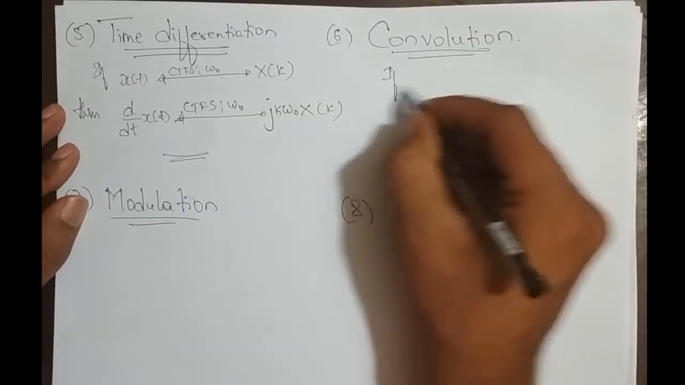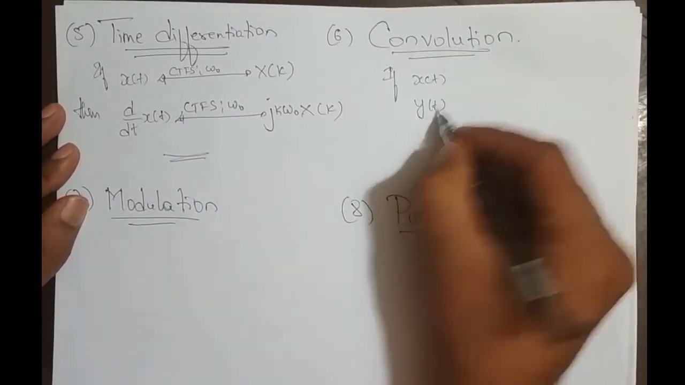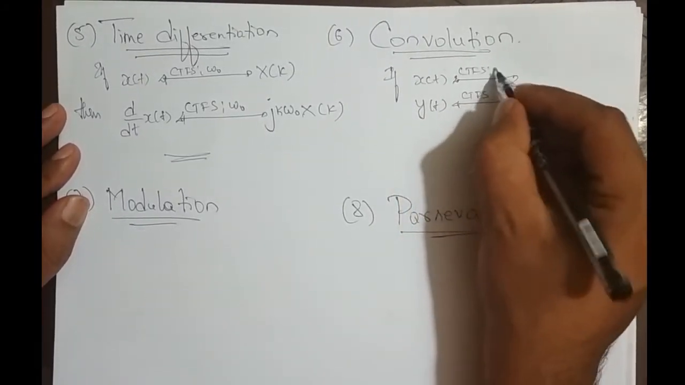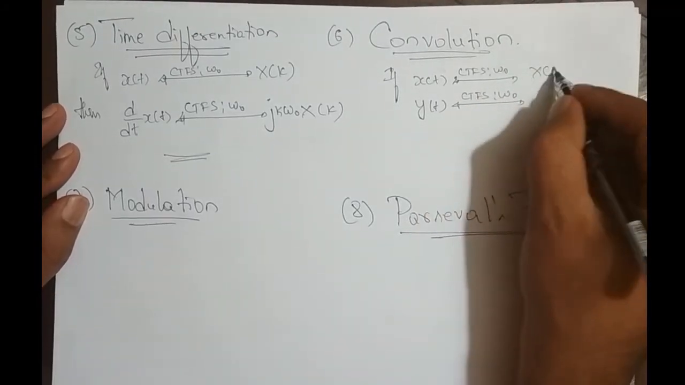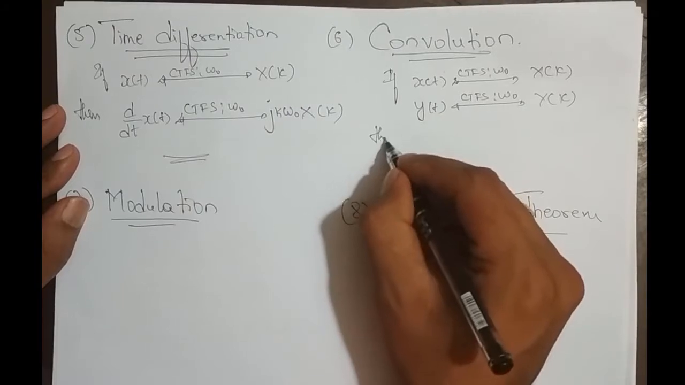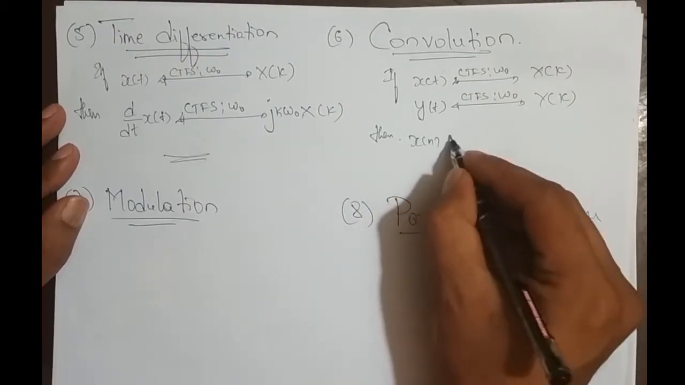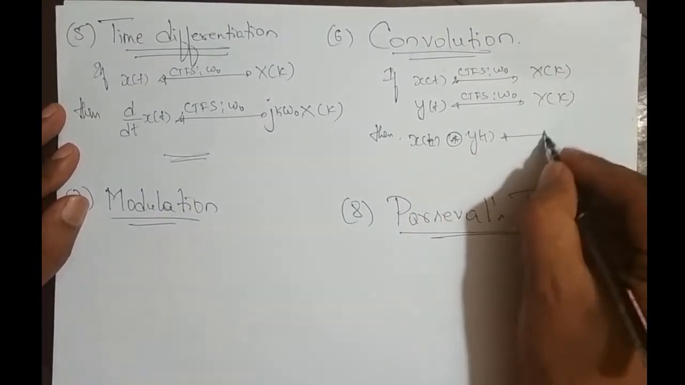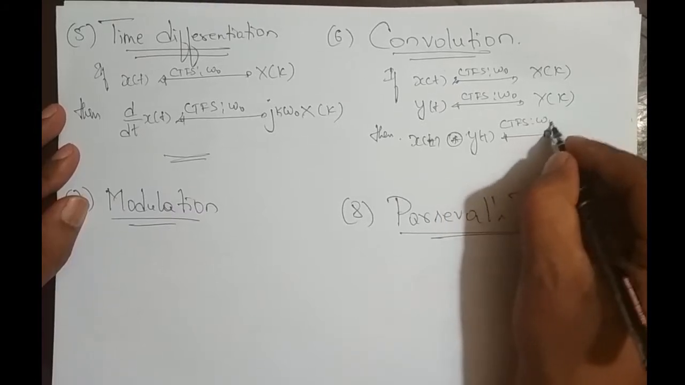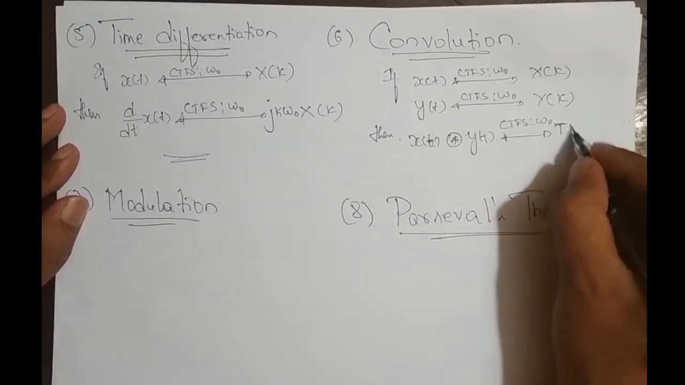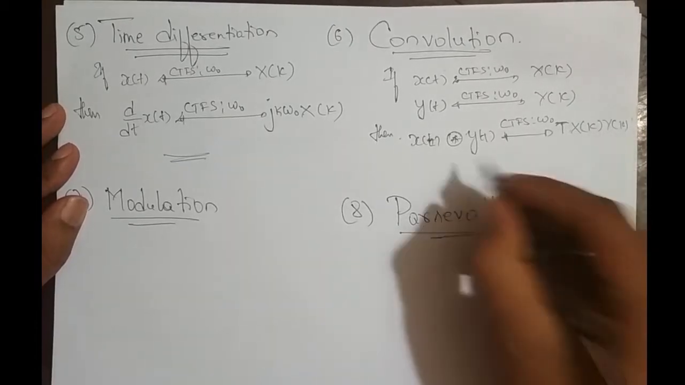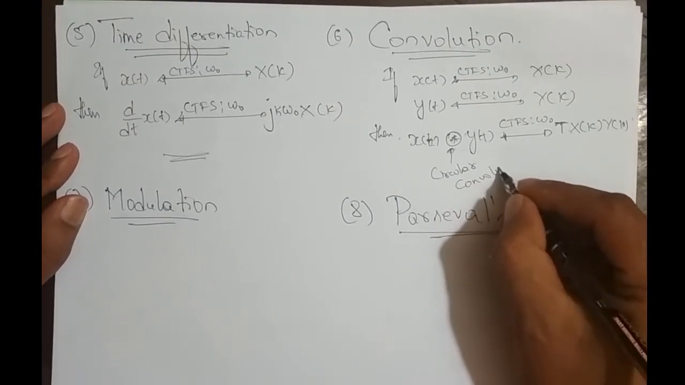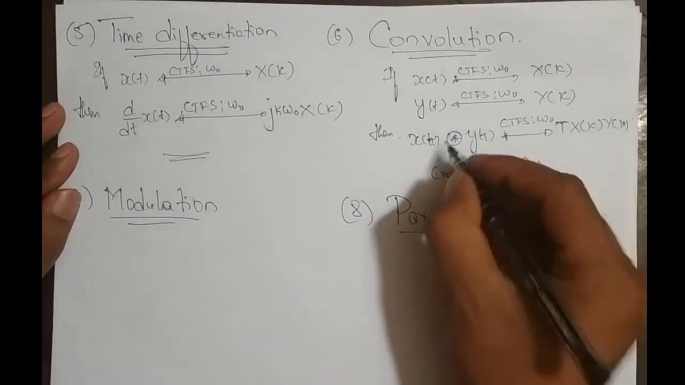Now convolution. If I have two signals x of t and y of t, and I take the continuous time Fourier series for both with fundamental frequency omega naught, I end up with X of k and Y of k. Then in time domain, I periodically convolve x of t and y of t, whereas in the frequency domain it is nothing but multiplication with the scaling factor T, X of k into Y of k. So this is nothing but circular convolution or periodic convolution. There is a circle here.